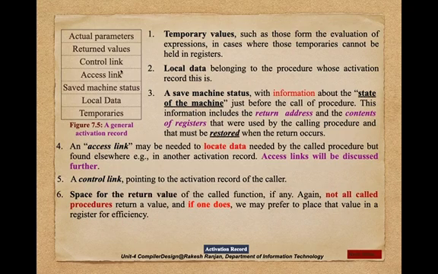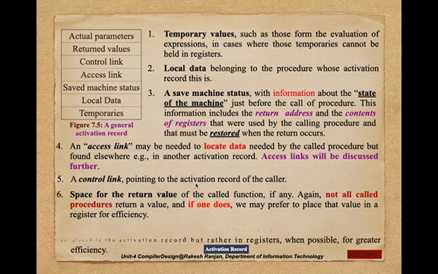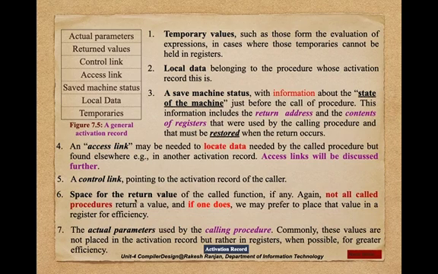Fifth number is the control link. The control link points to the activation record of the caller. Next we have a space for the return value. In the function, if any, again not all called procedures return a value, but if one does, it can be stored in the return values area.